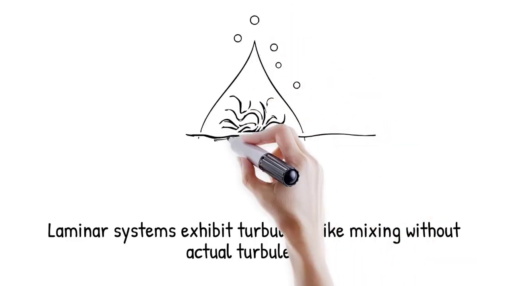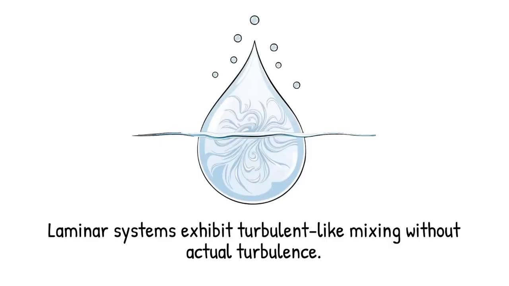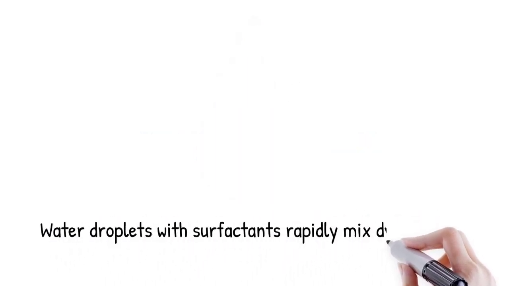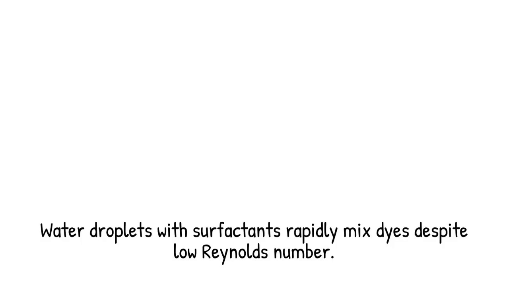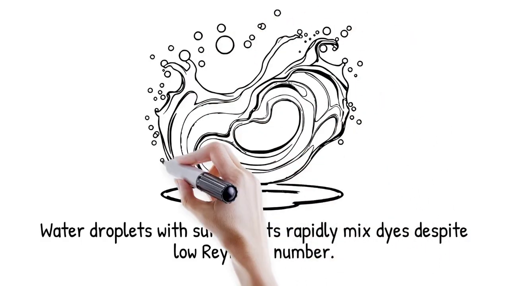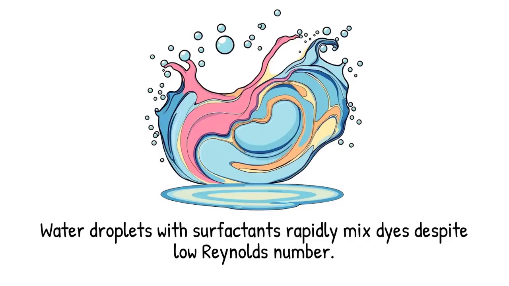Instead, droplets often display vigorous convective patterns. This reveals hidden drivers of motion, even at low Reynolds numbers. The paradox is that laminar systems act turbulent without turbulence. Mixing emerges where none should exist. Sessile water droplets with surfactants mix dyes within seconds, despite Re << 1.